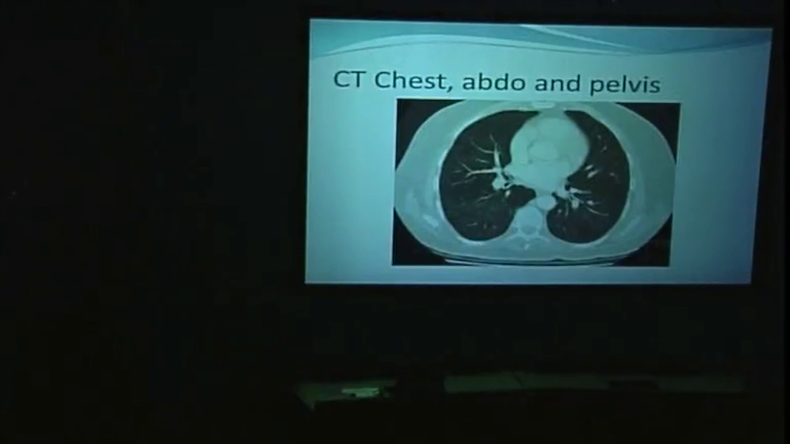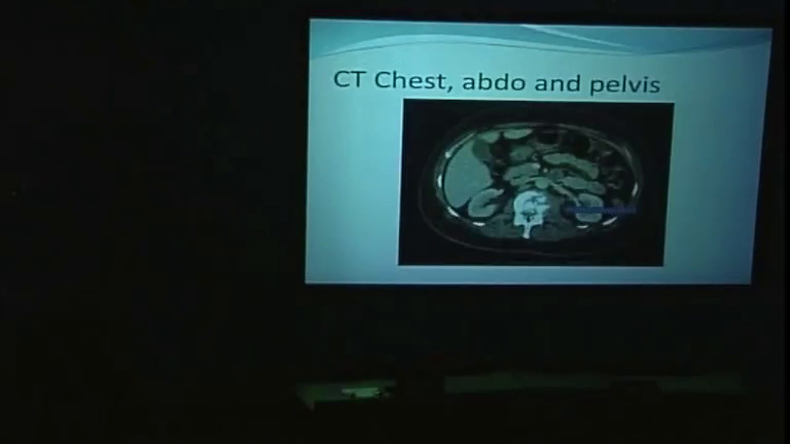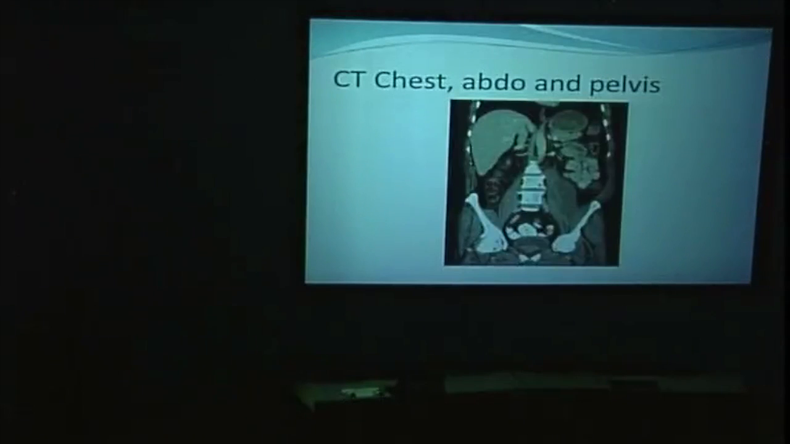On the CT chest, abdomen and pelvis, the lungs are clear. But when we get down to the abdomen, we can see this destructive lesion in the L2 vertebral body, with a soft tissue lesion extending laterally, with focal areas of low-density necrosis within it.